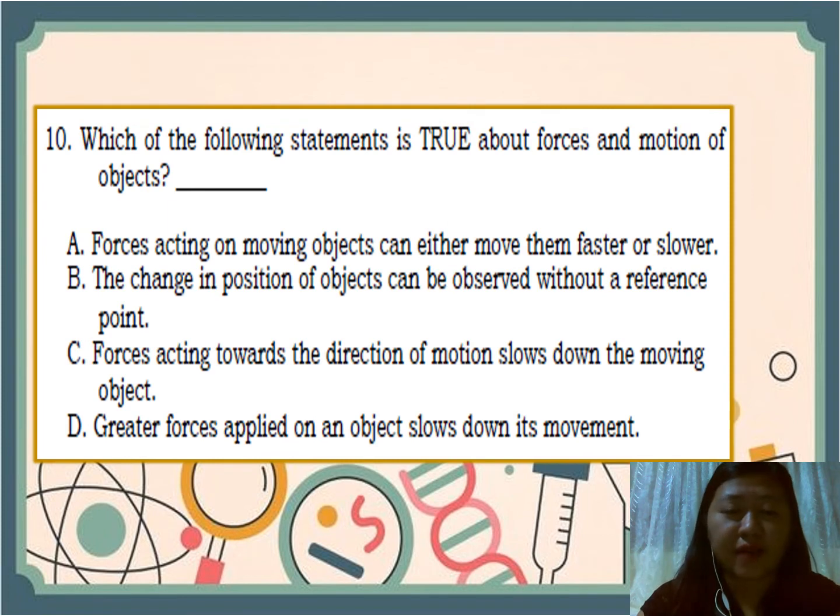Number 10, the last number for what's in, we have which of the following statements is true about forces and motion of objects? Is it A, forces acting on the moving objects can either move them faster or slower. B, the change in position of objects can be observed without a reference point. C, forces acting towards the direction of motion slows down the moving object. Or letter D, greater forces applied on an object slows down its movement.